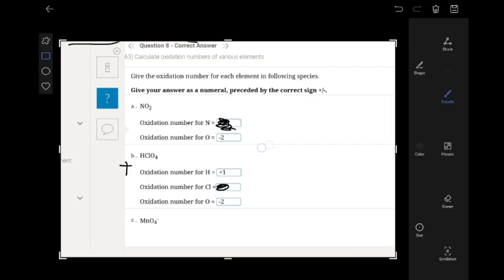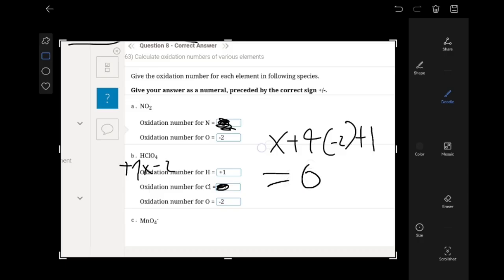So let's write everything. We have plus 1, we have X, we have minus 2. So that means X plus 4 times minus 2 plus 1 should equal 0 because that's the total charge. Add them up, it becomes X minus 8 plus 1, which is the same as X minus 7, equals 0. So X is positive 7.